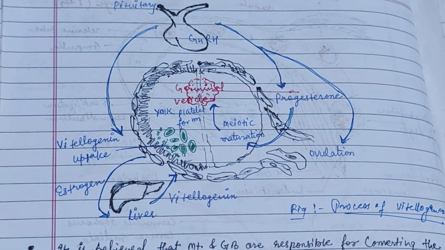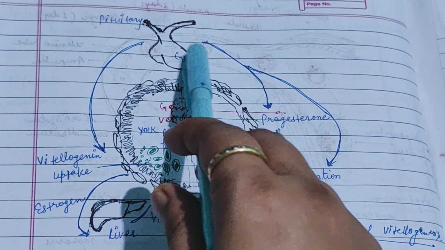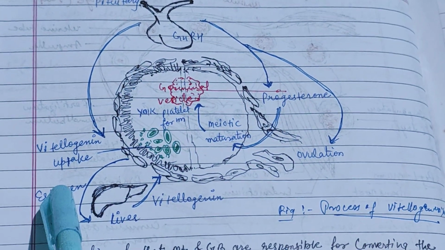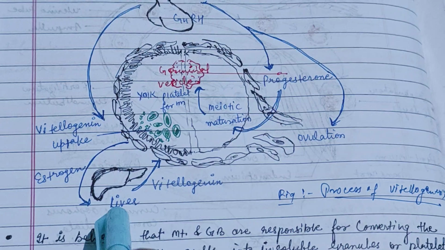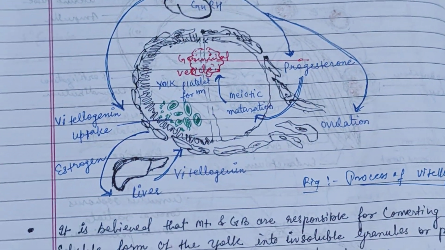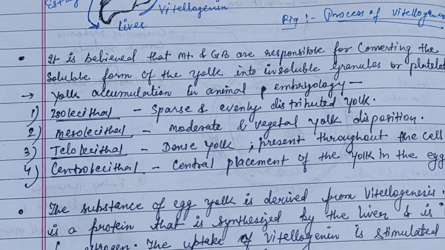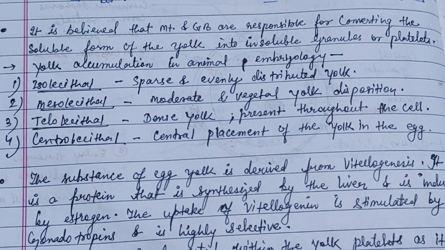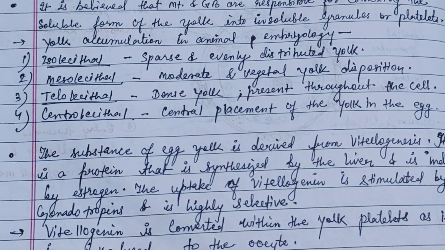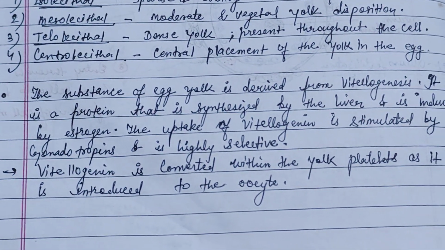Here is another figure of the process of vitellogenesis. So it is the pituitary gland, the gonadotropin-releasing hormones, the vitellogenin uptake, and estrogen. This is the liver, and this is part of the ovary. It is believed the mitochondria and the Golgi body are responsible for converting the soluble form of the yolk into insoluble granules or platelets. The yolk accumulation in animals in embryology can be isolecithal, mesolecithal, telolecithal, or centrolecithal.